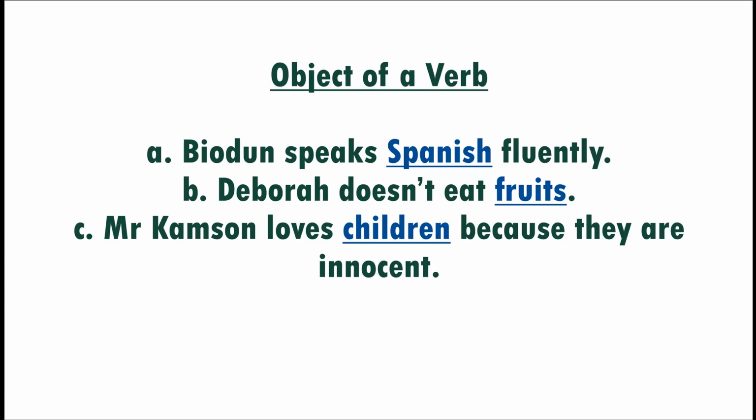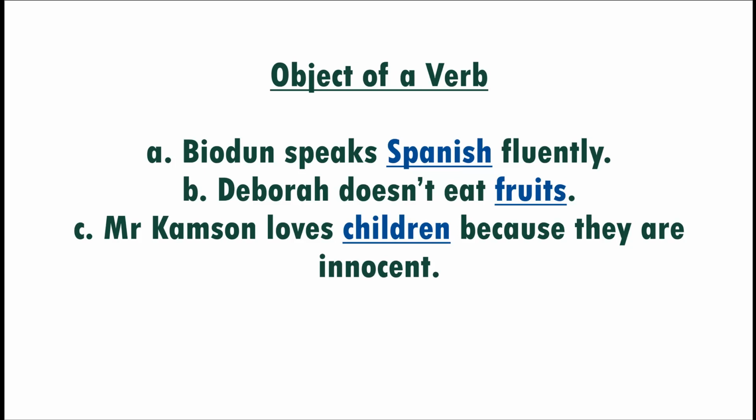Example A. Biodun speaks Spanish fluently. In this case, the action of speak, which is the verb, falls on Spanish. Therefore, Spanish is the object of the sentence. Example B. Deborah doesn't eat fruits. In this case, the action of eat falls directly on fruit. Therefore, fruits is the object of the verb eat. Example C. Mr. Kamsin loves children because they are innocent. Now, the action of love falls directly on children. Children is the object of the sentence.